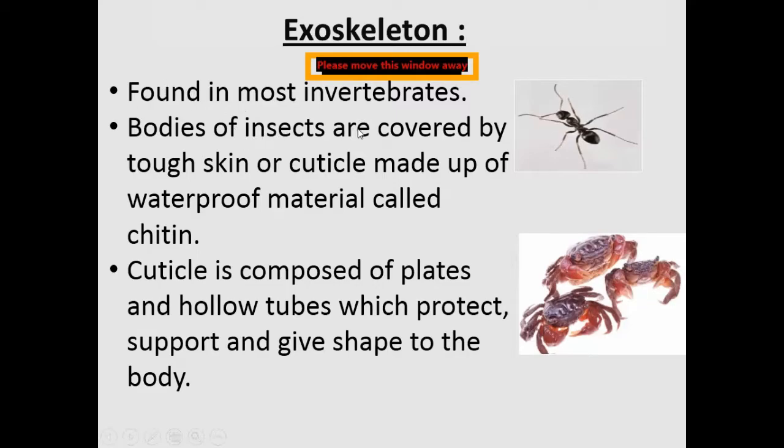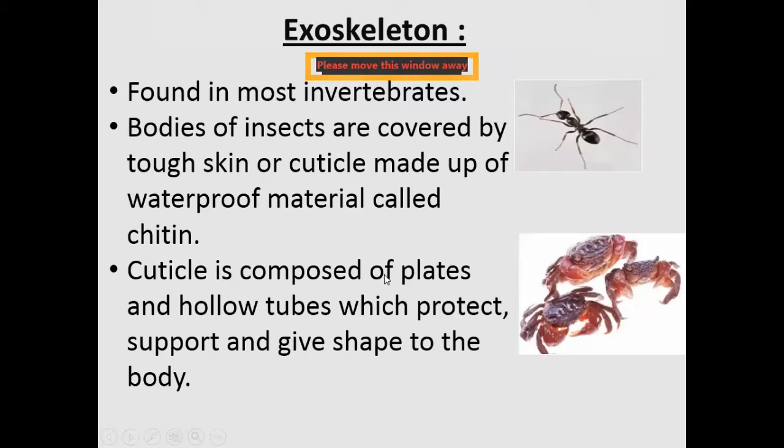Bodies of an insect are covered by a tough skin or a cuticle made up of a waterproof material called chitin. Okay, we are talking about invertebrates, and insects are invertebrates because they don't have a backbone. They have a hard, tough skin or cuticle made up of a waterproof material called chitin.